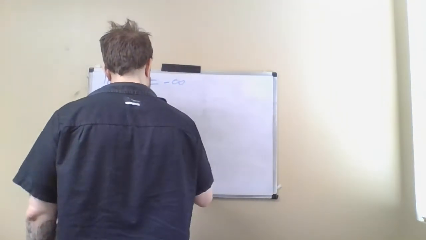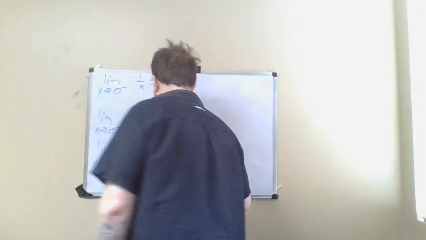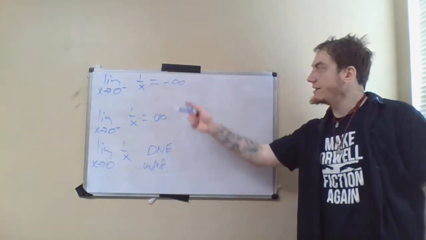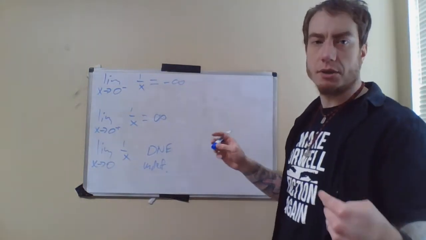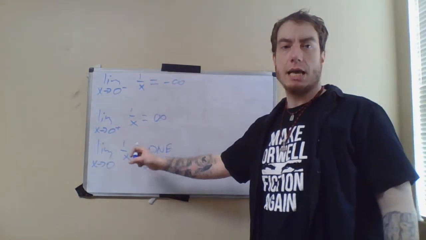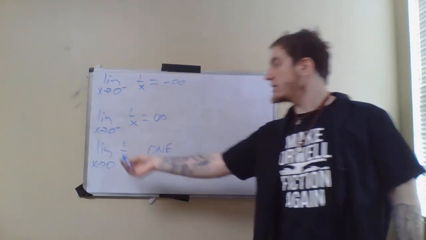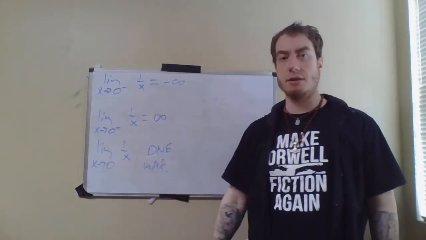This limit does not exist. It is completely undefined, because since it's blowing up to negative infinity on the left and positive infinity on the right, it's not really doing just one thing, and therefore, even as an infinite limit, the two-sided limit does not exist.